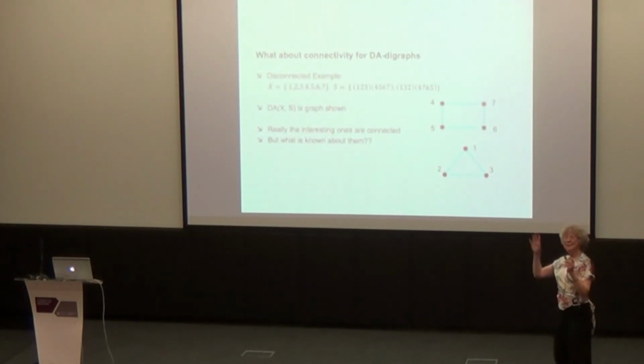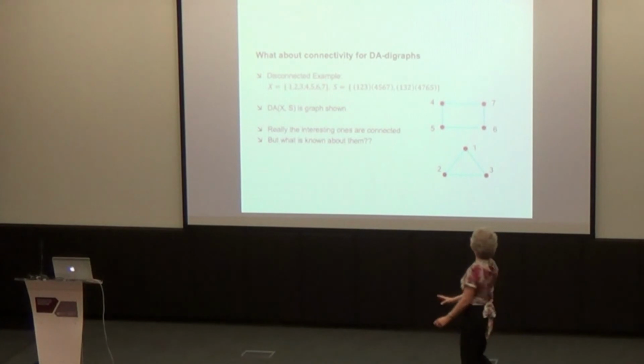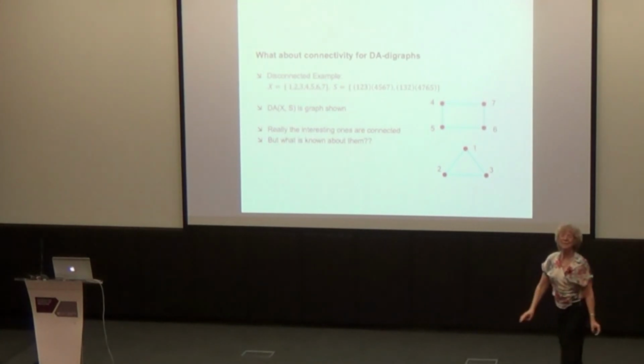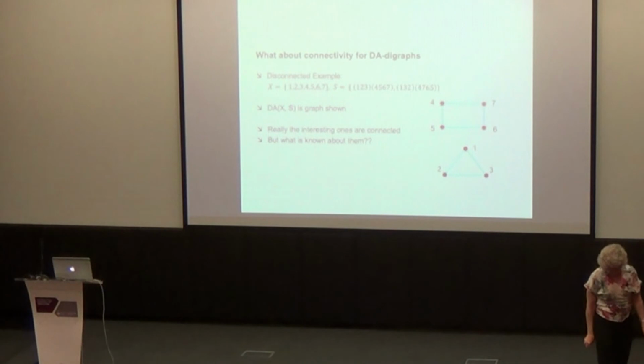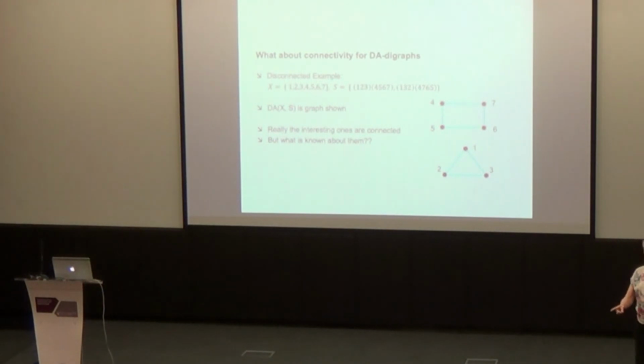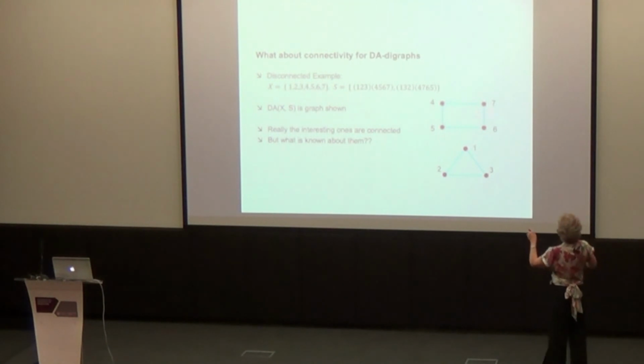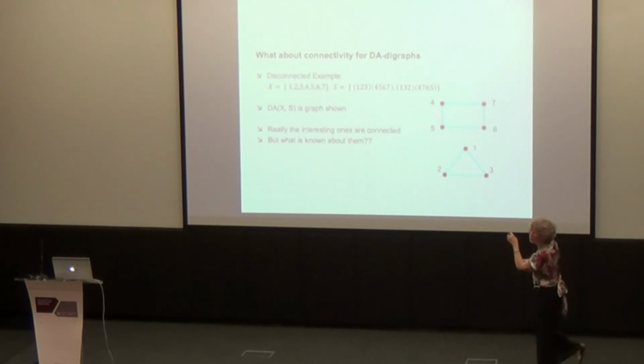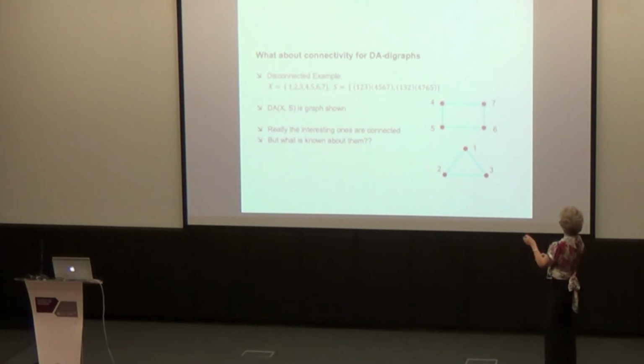Okay, the last phase of what I want to tell you about is connectivity. Let me show you a very simple example of one of these DA digraphs that is not connected, and explain how easy it is to construct them. I'm sorry that I've relabeled this, I really should have labeled this 1, 2, 3, 4, but here I've got a triangle, 1, 2, 3, and a 4 cycle, 4, 5, 6, 7.